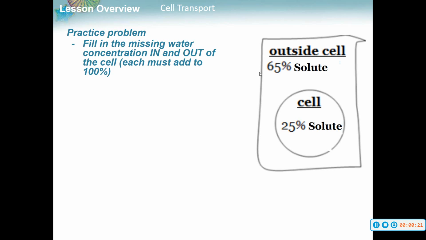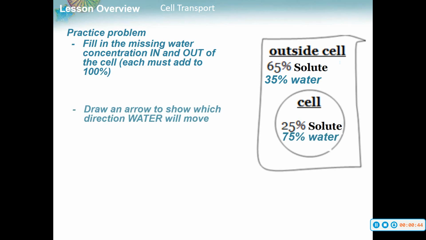So if the outside was out of 100, how much water would there be? If 65 was solute out of 100, 35% of it would be water outside. Now in this case, if 25% was inside the cell with solutes, how much would be water? It would be 75% water.